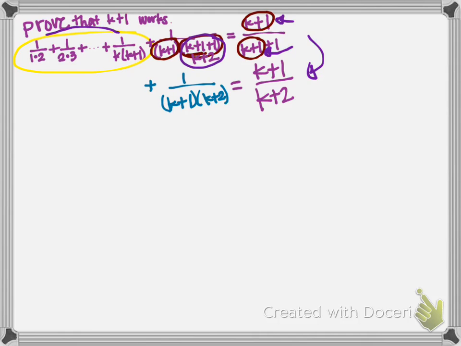And I know what this is. This was from that assumption step. So I'm going to write in that that whole thing is equal to k over k plus 1. And we did that in that last step.